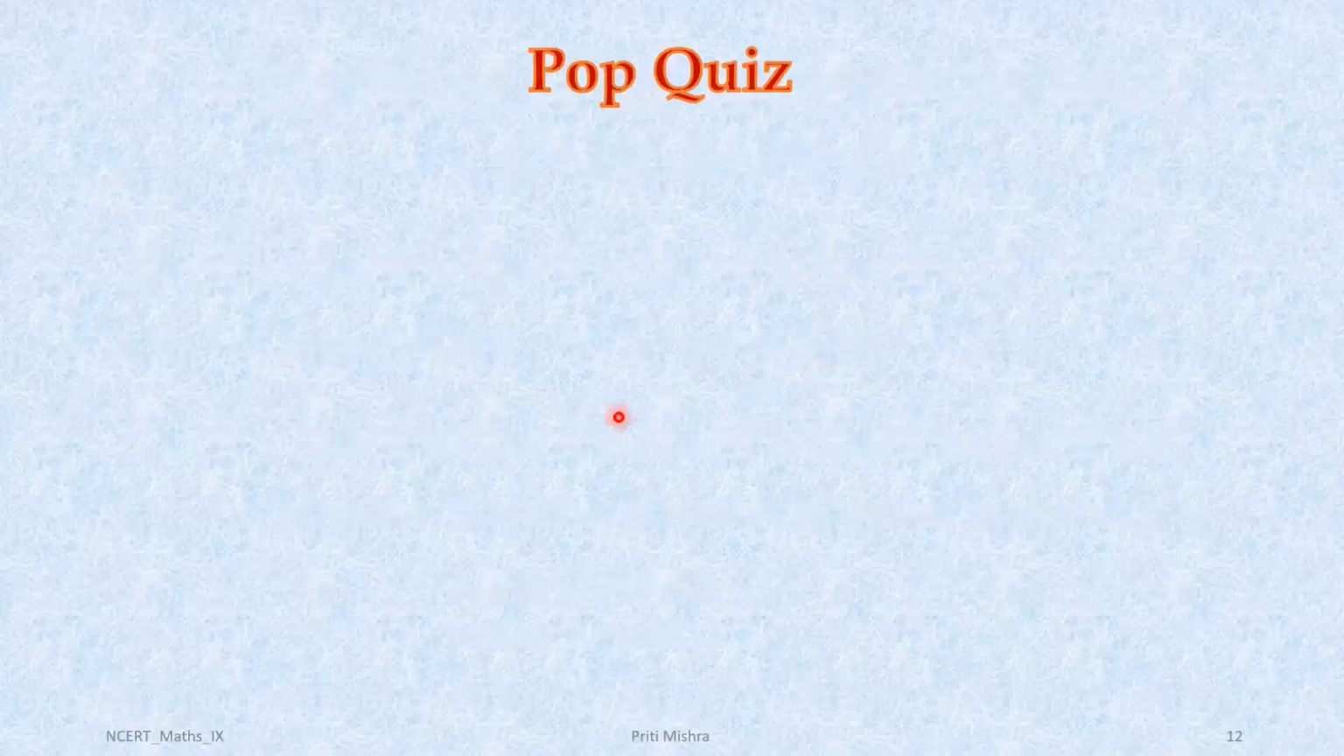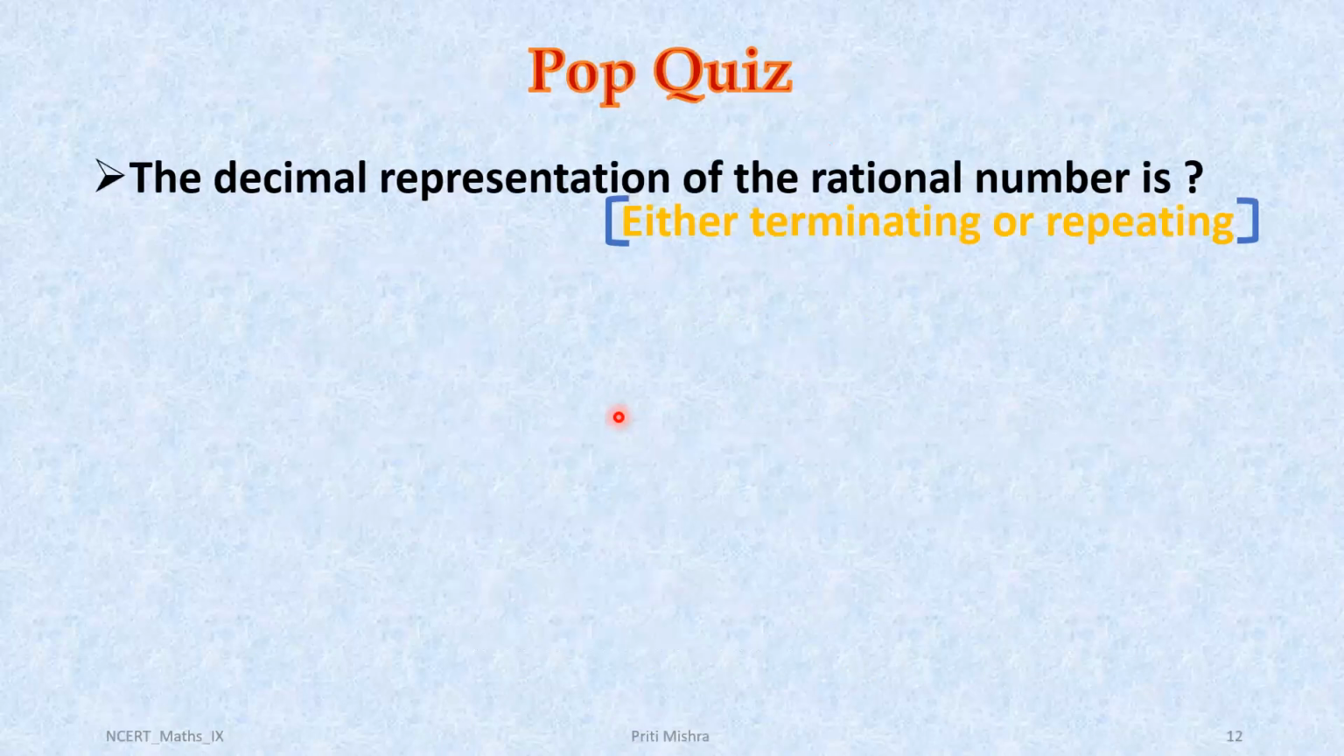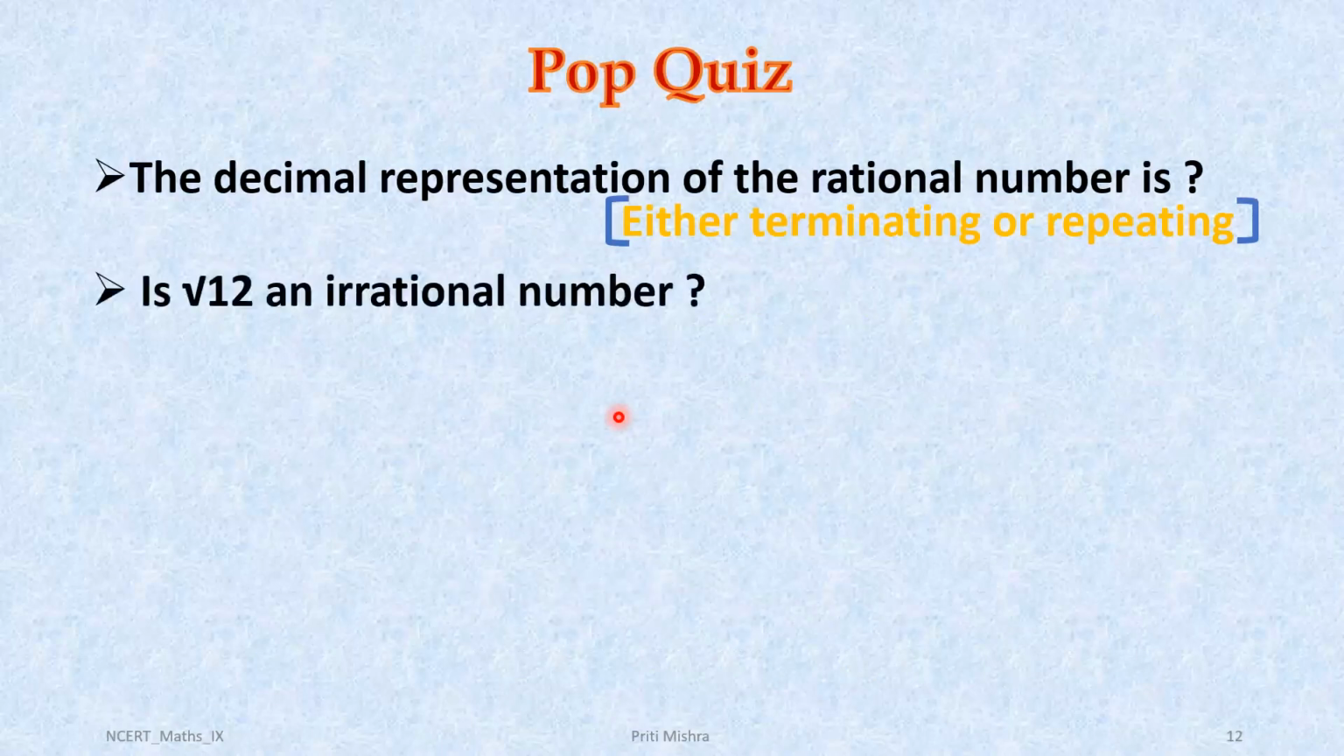Now get ready for the pop quiz. So the first question is, the decimal representation of a rational number is like what? So the answer is either terminating or repeating. I hope you knew it well as I have explained all these things. Next question, is square root 12 an irrational number?